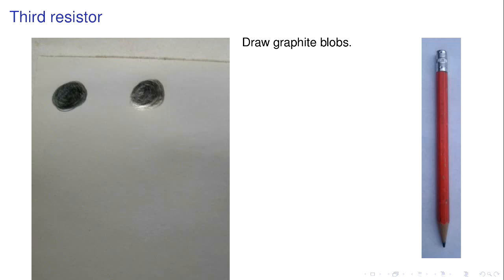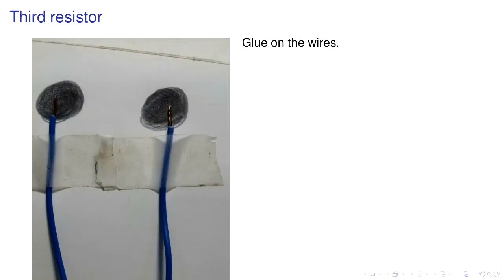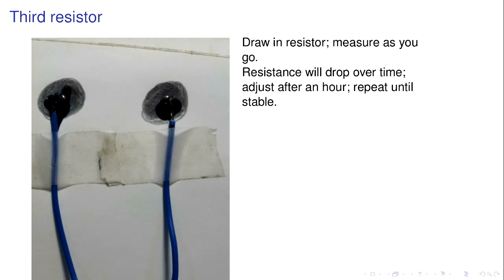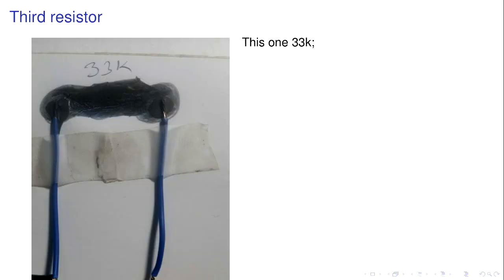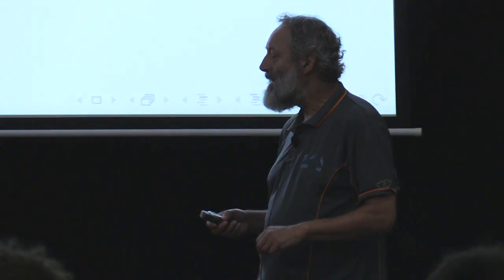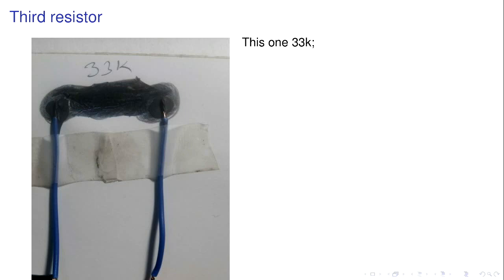But anyway, you draw 2 graphite circles, tape some wire on, hint for the newcomer, strip both ends of that wire. If you try and strip it afterwards, it'll pull it off. Glue it on, and then start drawing with your pencil. This particular one ended up about 33K, which is what I was aiming for, which was good.